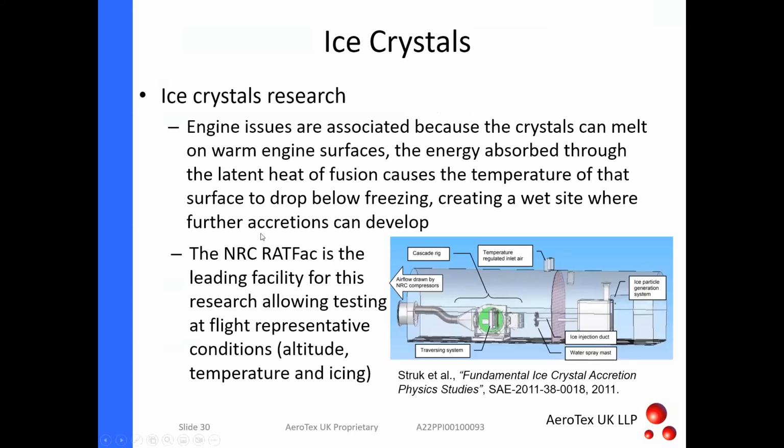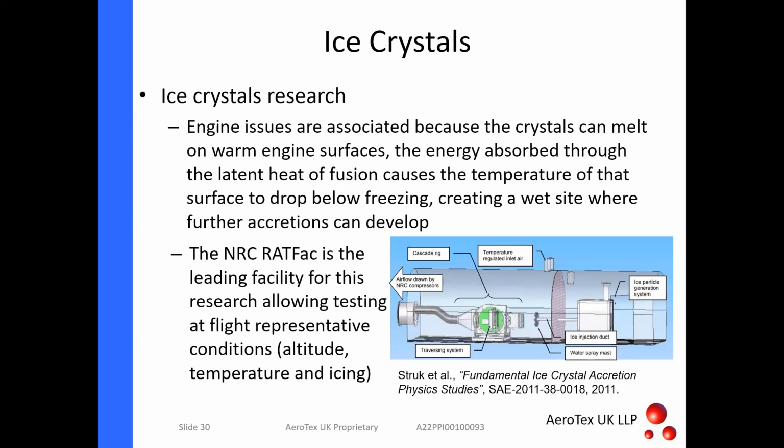I'll quickly go through some of this. So the engines associated issues, what we're getting is the crystals are going in, the engine surfaces are warm, they're melting it. The energy absorbed by the engine surfaces through the latent heat of fusion causes the temperature of that surface to drop below freezing, in which case the ice can then form. But as more ice forms, it creates a blanket over the engine, which then warms up, and then these ice accretions shed.